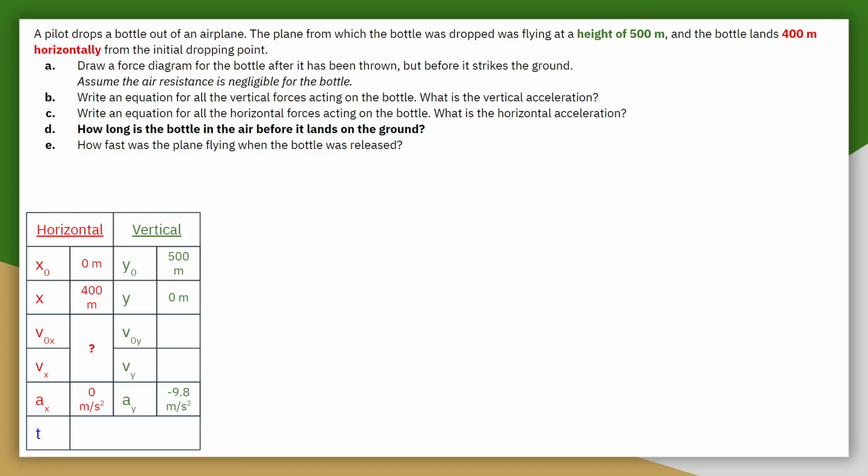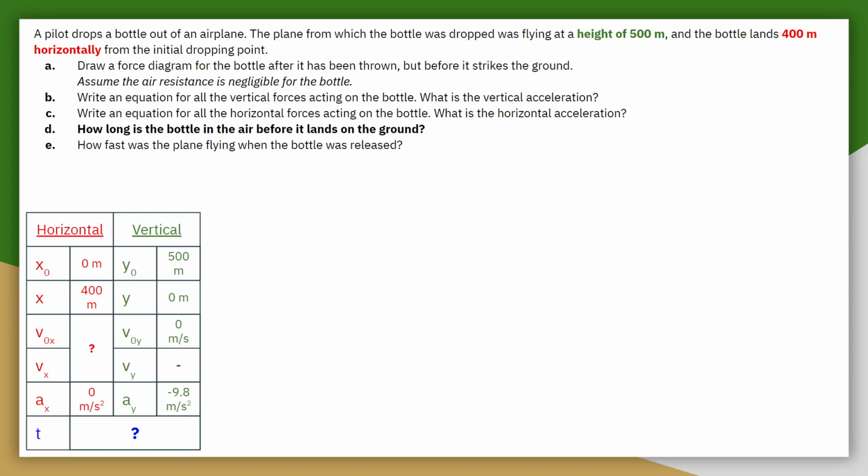Now, we can make the assumption that because this plane was flying above the ground, it's flying horizontally. If that assumption is true, that means the starting vertical velocity would be 0. This bottle would be horizontally launched. And we don't know the speed of the bottle when it strikes the ground, or rather the instant before it strikes the ground. For part D, we're trying to figure out how long the bottle is in the air for. So we're going to be solving for our time.